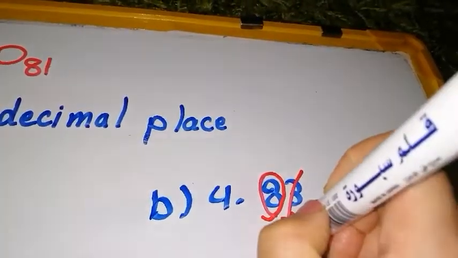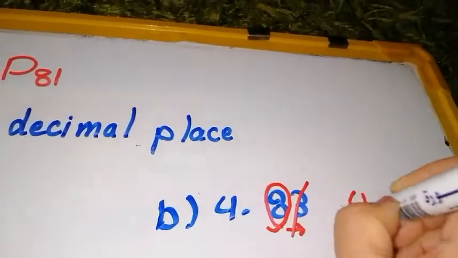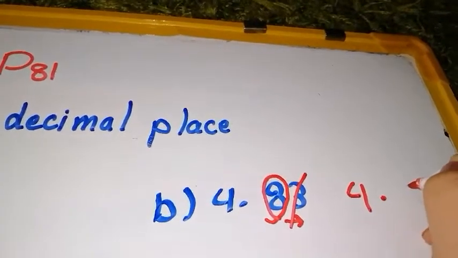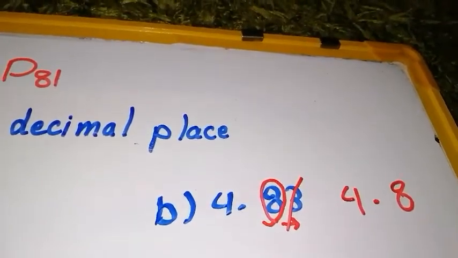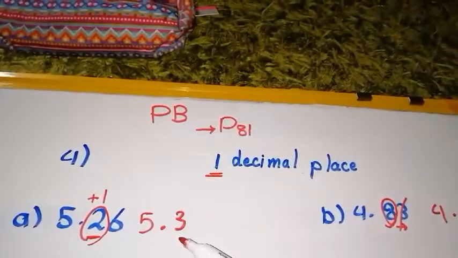Numbers on the right, 0 is the same. Numbers on the left just stay the same. Now let's write the number. 4.8. That's all, okay? 1 decimal place. And here I have 1 decimal place.